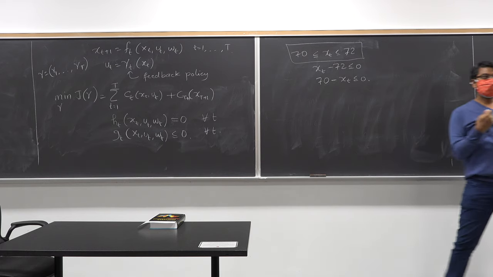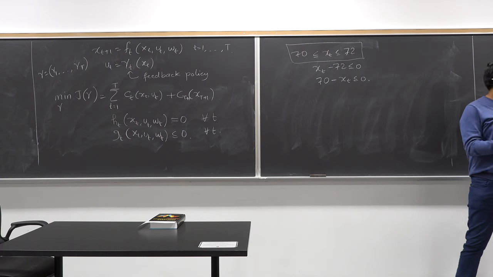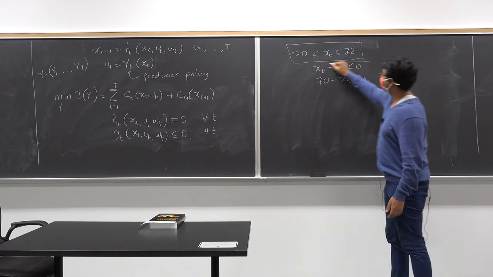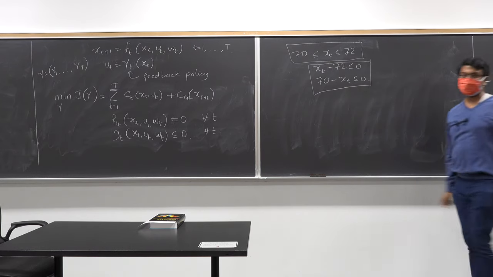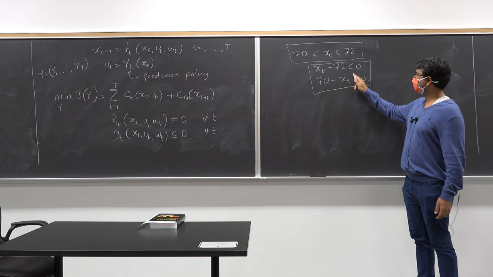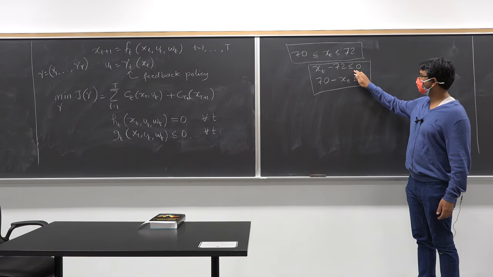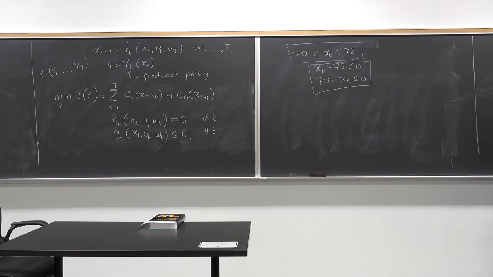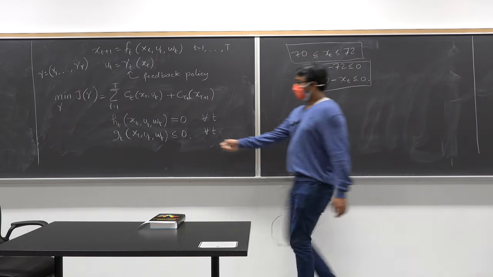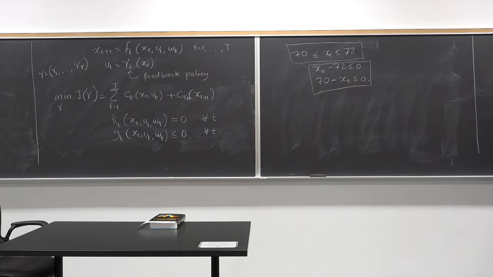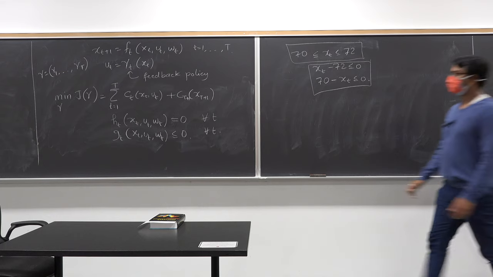But just because she told me doesn't mean that's how I will enter it in the computer. In the computer, I'm going to enter these two constraints. So I'm going to rewrite those constraints as inequality constraints, as x_t minus 72 is less than or equal to 0, and 70 minus x_t is less than or equal to 0. So that gives me the constraints in the form of less than or equal to 0.